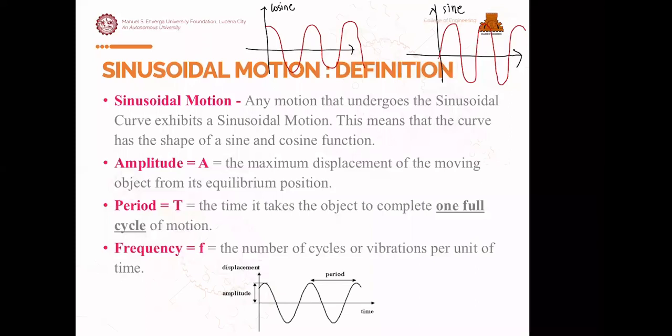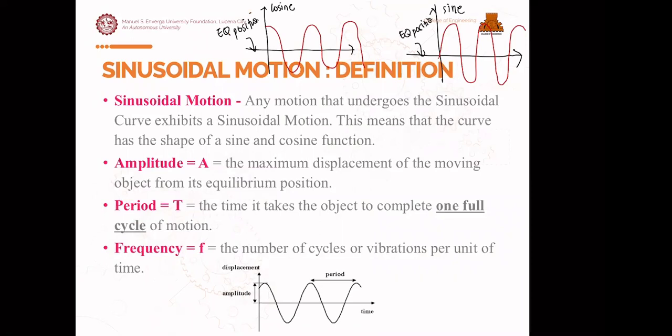Okay? So, yung property ng graph natin, we have yung amplitude, yung period, and frequency. So yung definition niya, yung amplitude natin is yung maximum displacement of the moving object from its equilibrium position. So ano yung tinatawag natin equilibrium position? Yung equilibrium position natin is yung x-axis natin. Ito yung position natin.